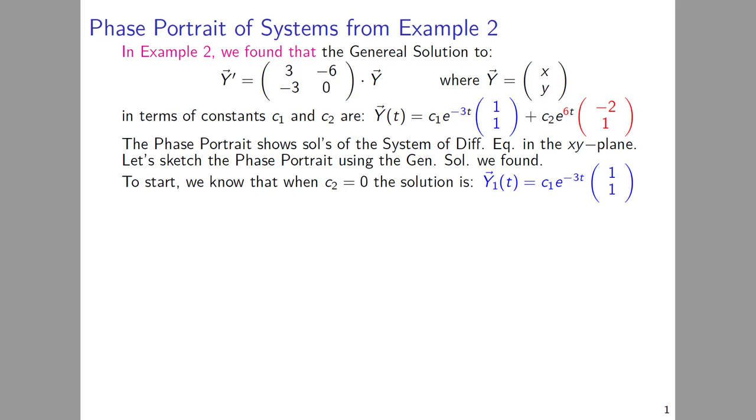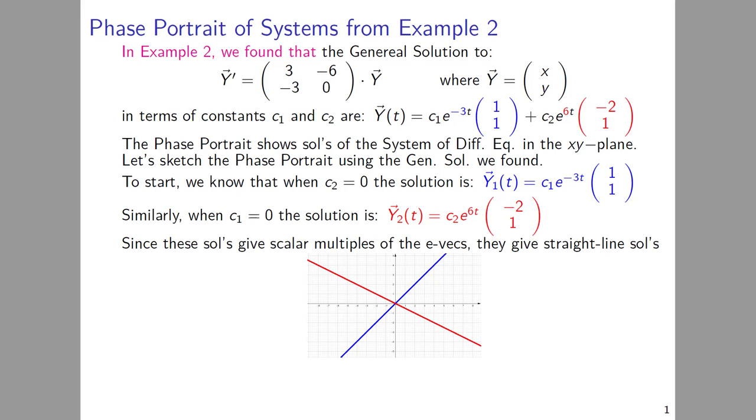which is c1 e to the negative 3t times the vector 1, 1. And similarly, when c1 is 0, the solution is y2 of t equal to c2 e to the 6t times negative 2, 1. Since these solutions give scalar multiples of the eigenvectors, they give us the straight line solutions. The scalar multiple here is c1 e to the negative 3t for y1 and c2 e to the 6t for y2.